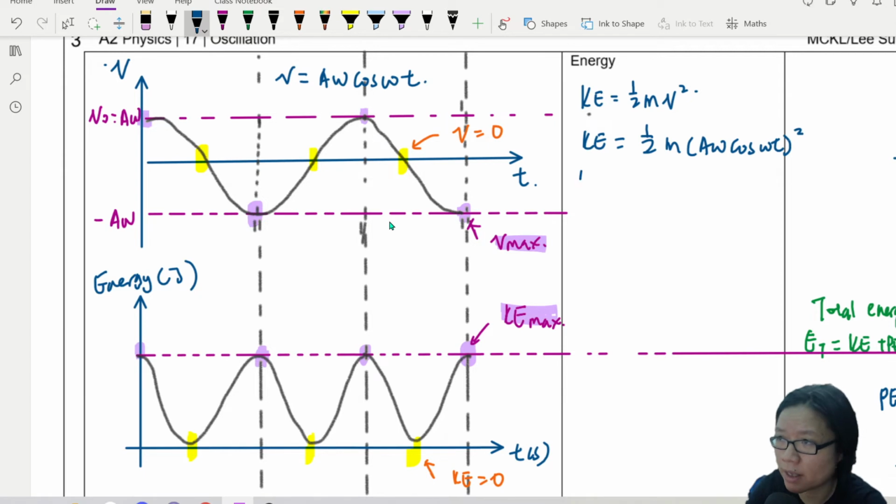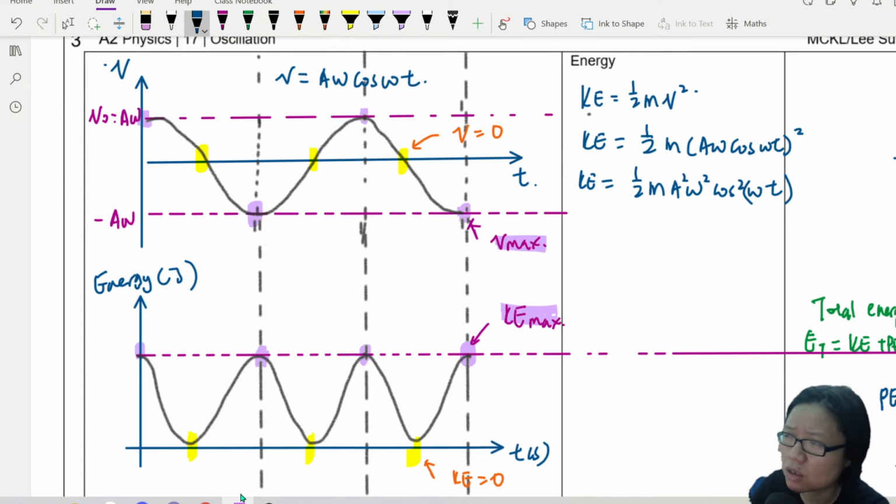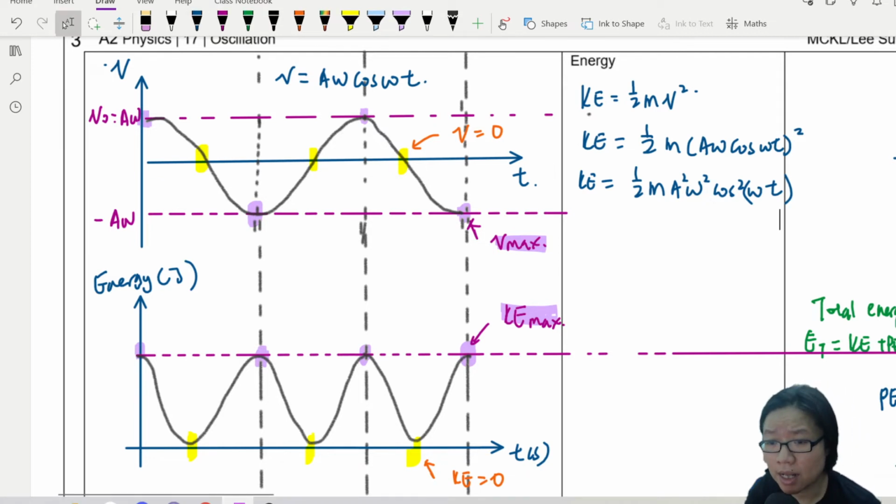Now, before you panic, don't worry. This is half m A squared omega squared cos squared omega t. So beautiful. This is a cos square graph. And then you may be thinking, teacher, the cos square graph and the cos graph, the shape the same. Well, let me show you.